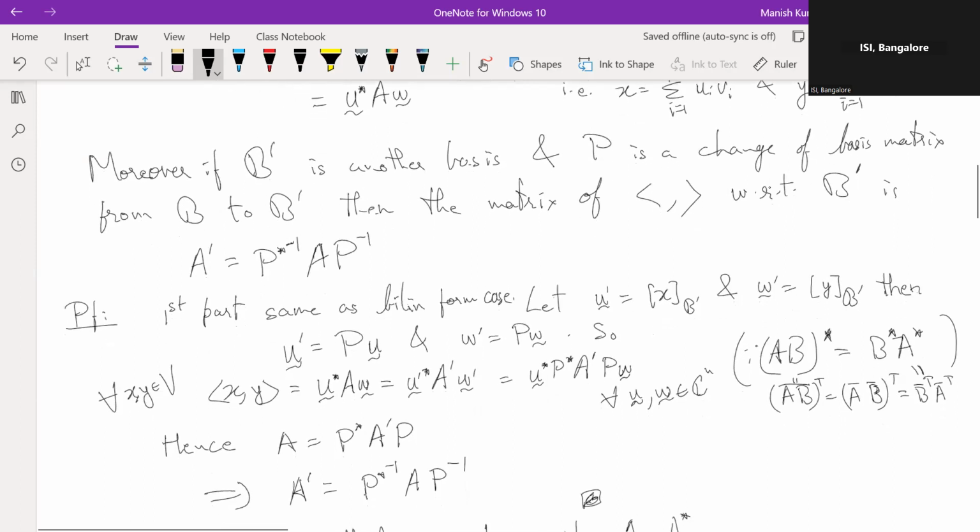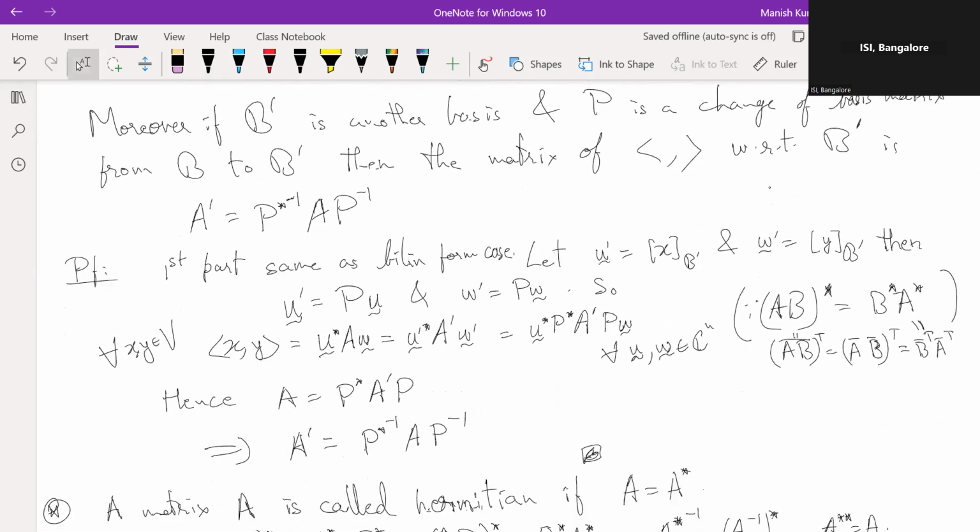So that tells you that this matrix A is the same as P star A prime P. And that is precisely what we wanted to prove. So you just multiply inverses of these things on the other side, and you get that A prime is P star inverse A P inverse. Okay, so that proves this moreover part.